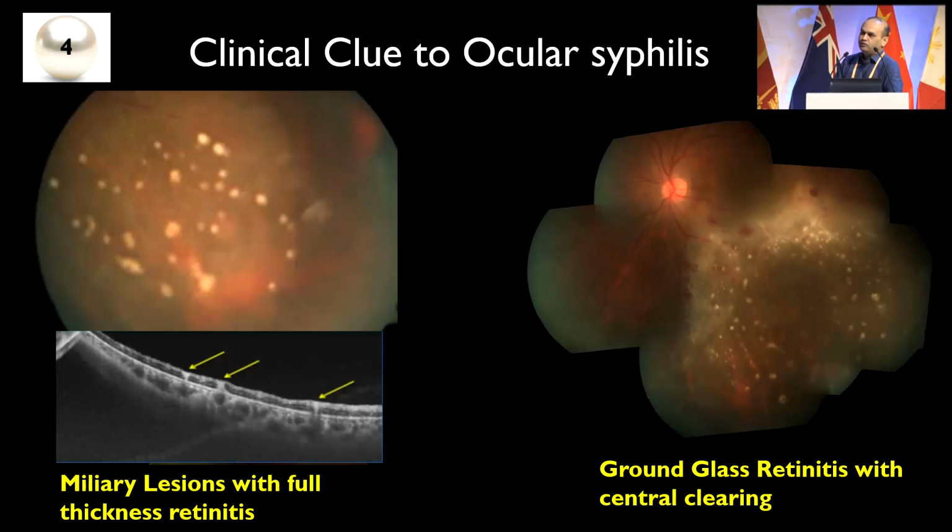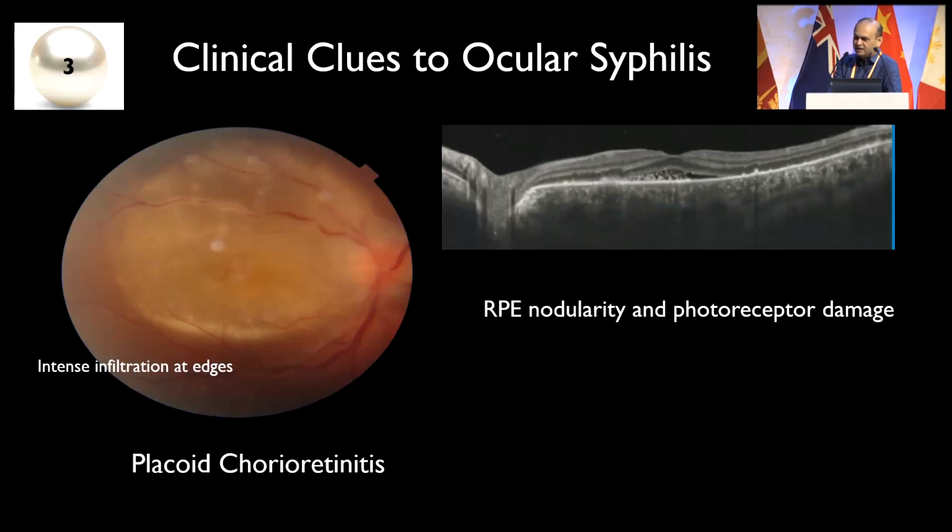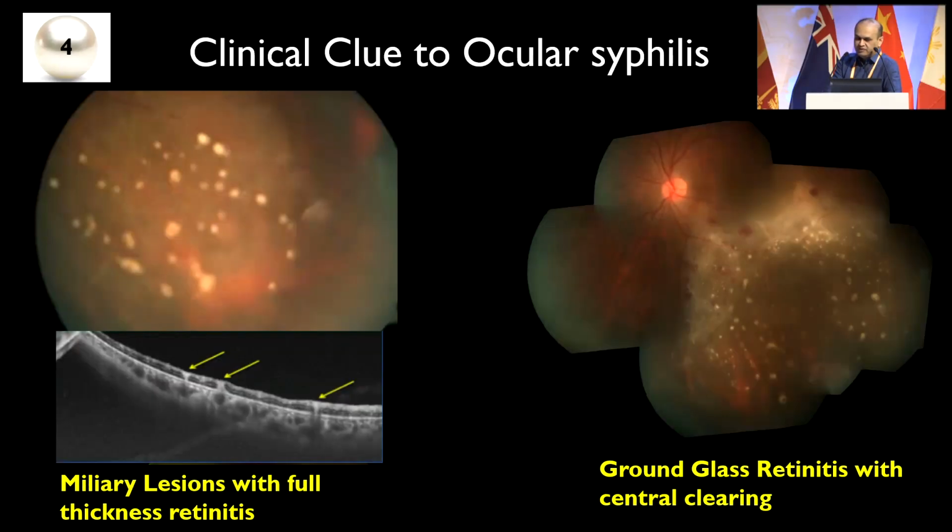VDRL titers can be used to monitor the response to treatment. So a 4-fold reduction in your VDRL titers along with the resolution of your clinical picture together constitutes the definition of a cure in cases of ocular syphilis. So first thing, remember the clinical patterns. If you see this placoid chorioretinitis and RPE nodularity on OCT, if you see these multiple miliary lesions or a ground glass retinitis, these are clues to syphilis. Get your patient tested for TPHA. If that comes positive, then you are on the right track. And the good part about syphilis is that it is the one disease which we can completely cure. So patients with poor visual acuity end up having a miraculous recovery to as much as 20/20 in a lot of these cases.